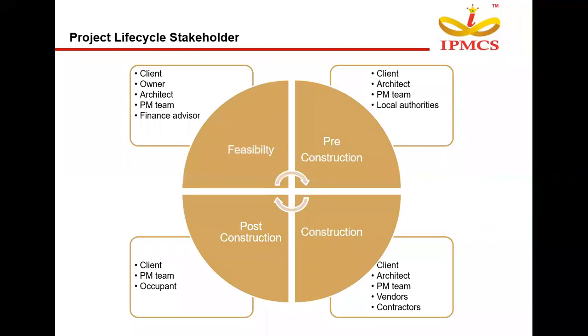This slide explains the project life cycle stakeholders. When we start with the feasibility stage, the people involved in the project are the client or owner of the project, the architect, the project management team, which includes the QS, and a finance advisor. When we move on to the pre-construction stage, again the client will be involved, the architect, the project management team, and local authorities. At the construction stage, the client will be involved, the architect, the project management team, vendors who supply material for our project, and contractors who take care of the laborers who execute our projects.